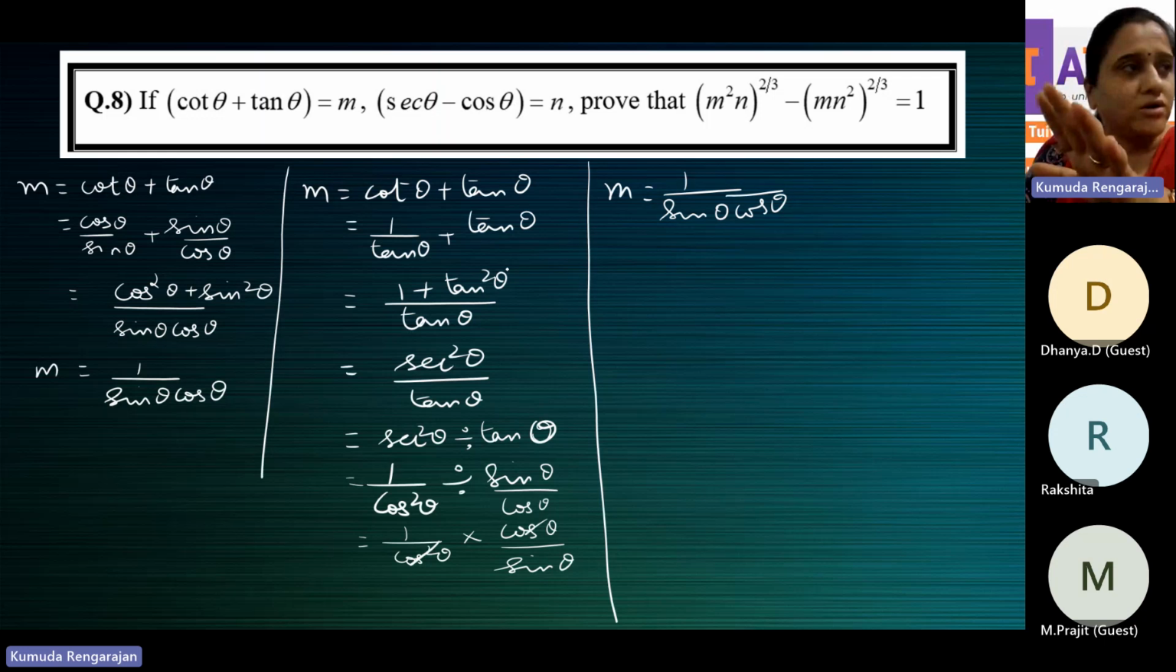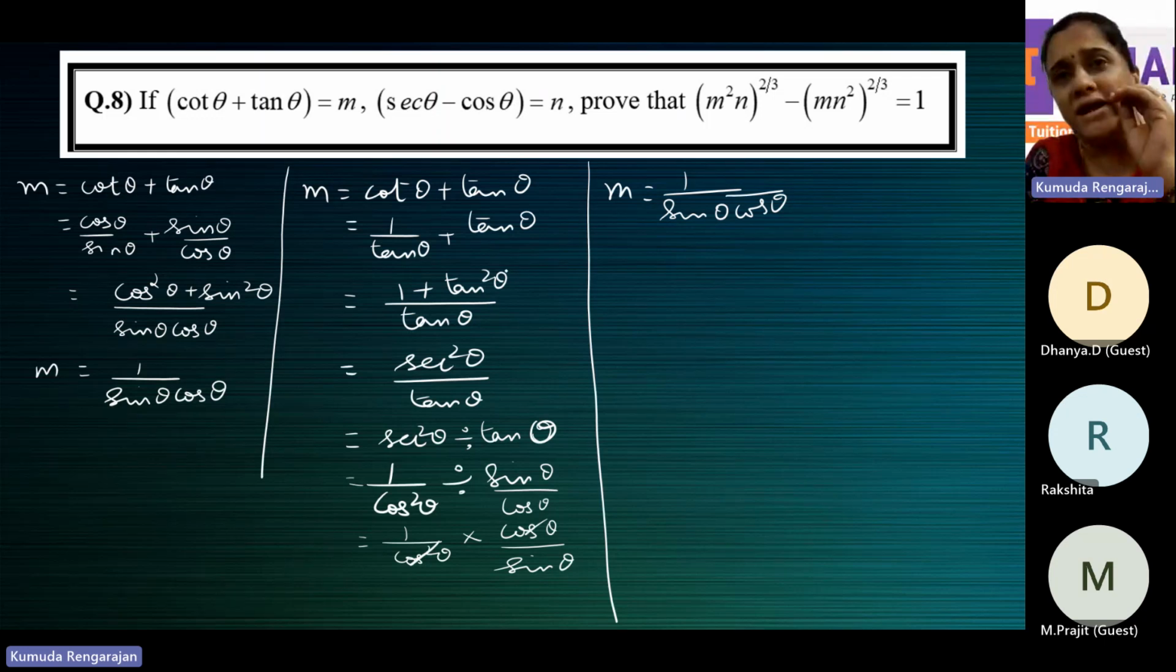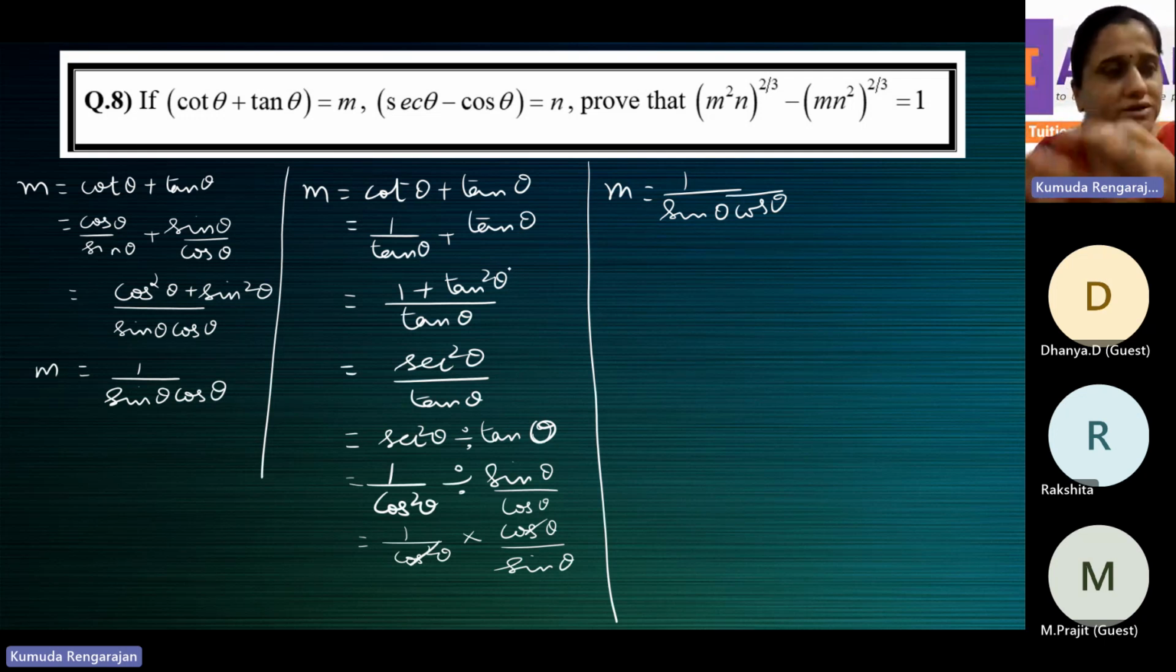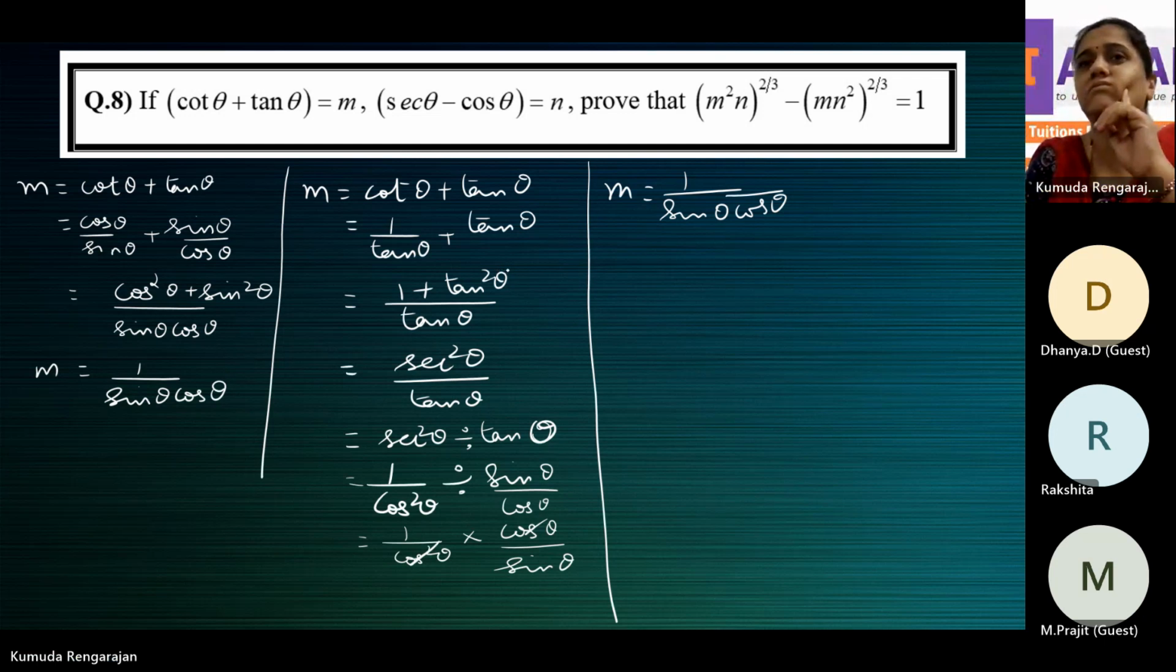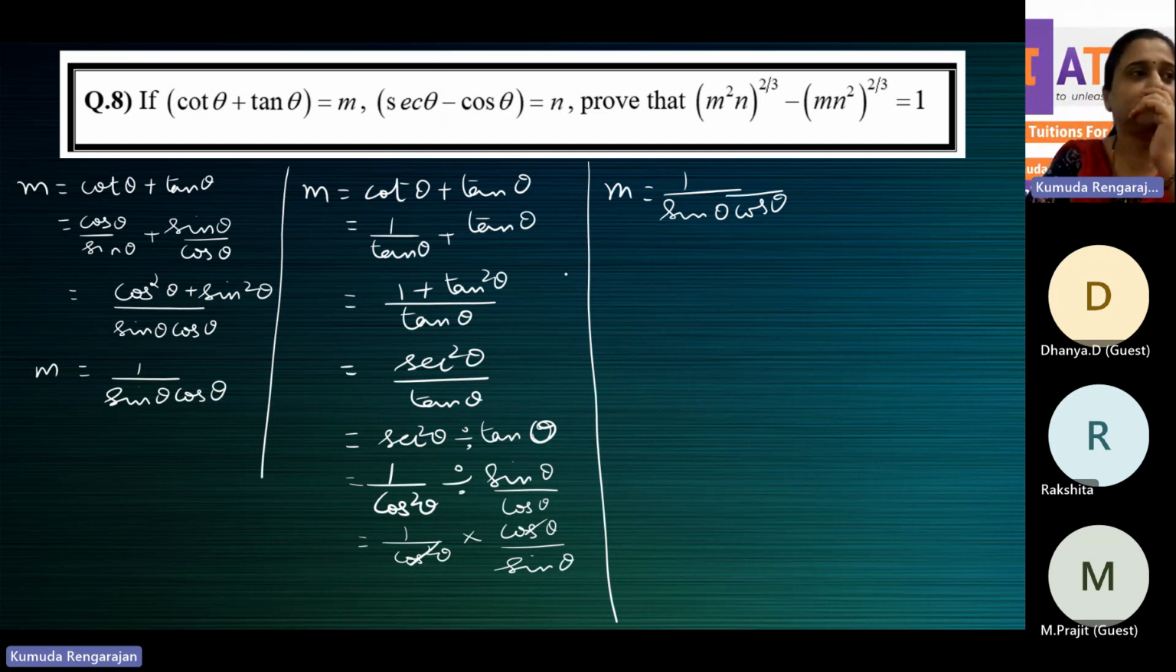So when you have tan and cot, you have many options. Either you can change both tan and cot to sine and cos. That's one. Otherwise, have tan as it is and write cot as 1 by tan. Or have cot as it is and write tan theta as 1 by cot theta. Everything will give you the same result.